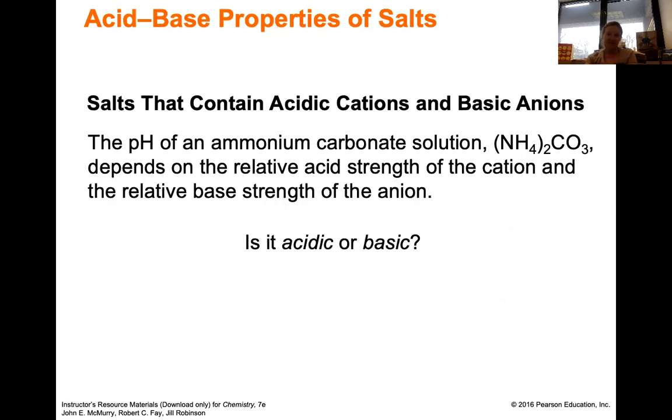Salts that contain acidic cations and basic anions. When that's the case, then you have to decide which is the stronger of the two. So in this ammonium carbonate, NH4+ is a weak acid, CO3 2- is carbonate. That's the conjugate base of the weak acid carbonic acid. So that's a weak base.